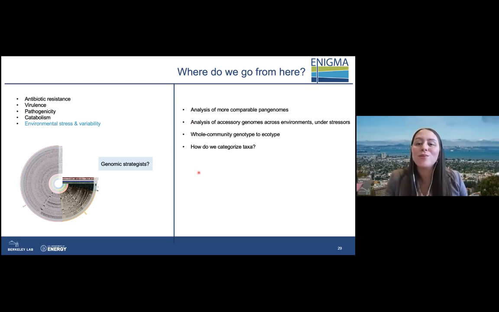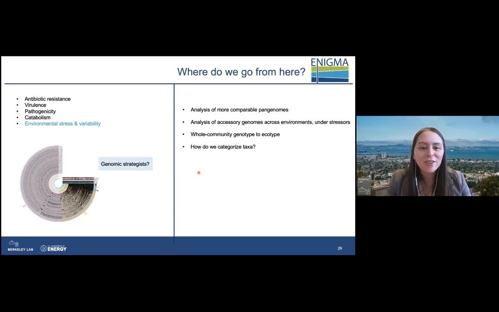And then more whole community genotype to ecotype, because as fun and interesting as these isolate studies are, these organisms are not living alone out in their environment, right? They have an entire community that they're interacting with and that they're competing with and things like that. And so, of course, you got to start somewhere, but perhaps like a bottom-up approach to this sort of whole community analysis, moving to more complex consortia, eventually to whole enrichments and communities.